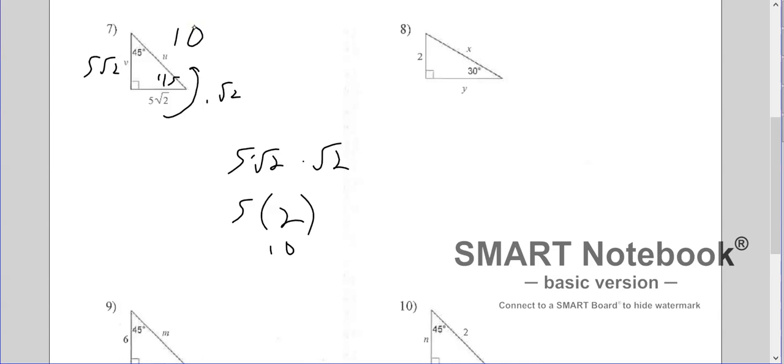Number 8 is kind of easy because we have the short side here. And that always makes it easier if we have the short side. So going to the hypotenuse, you can go either way first, but I'll do the hypotenuse first. I'm just going to multiply by 2, which gives me 4. And then going to the longer leg, we multiply by radical 3. So that's simply 2 radical 3. That's all you have to do.